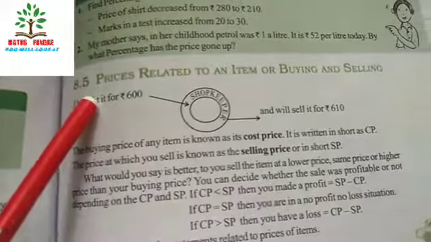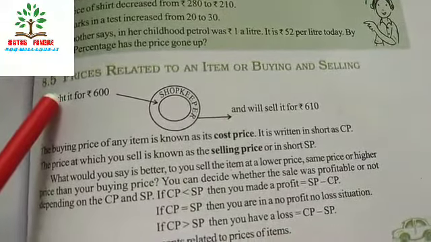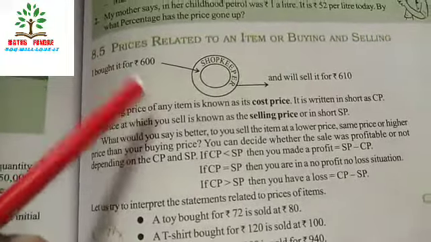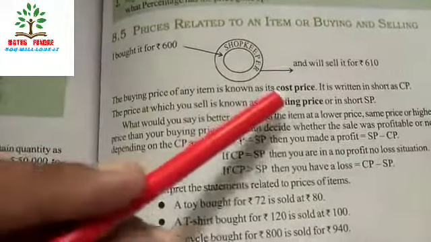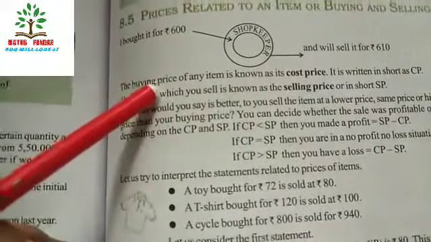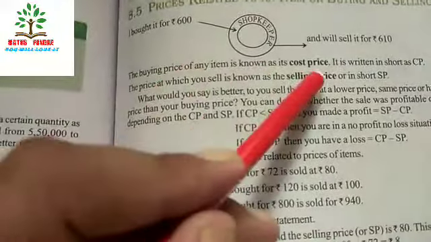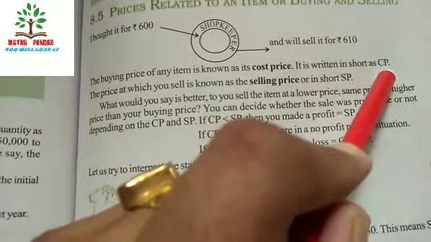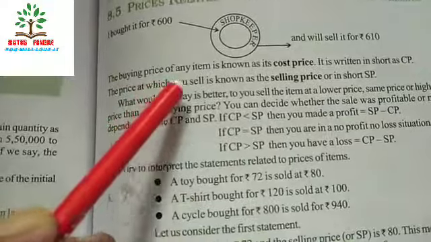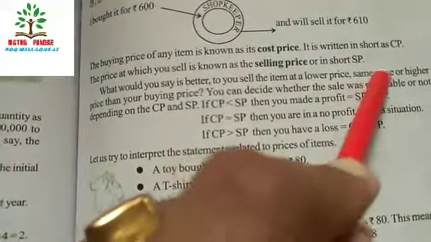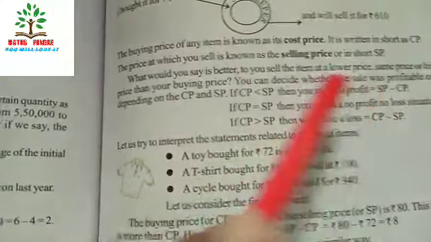Then price is related to buying and selling of items. When we buy something, the price is known as the CP, and when we sell something, that price is known as the SP. The buying price of an item is known as the cost price, written as CP, capital C, capital P. The price at which you sell is known as the selling price, in short SP, capital S, capital P.